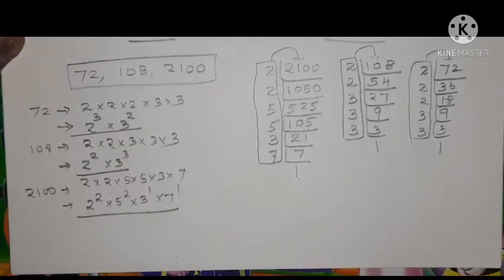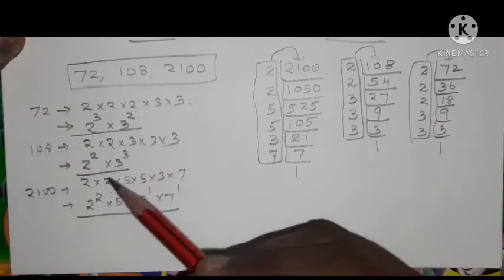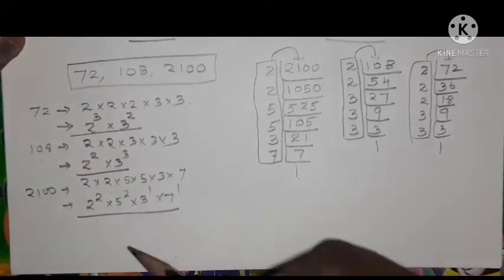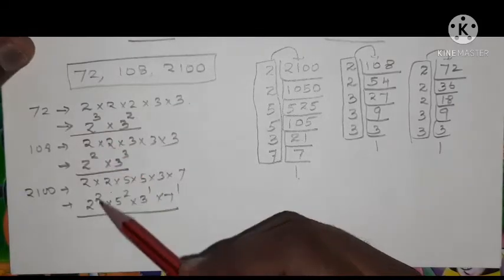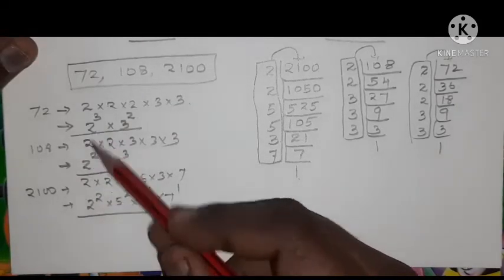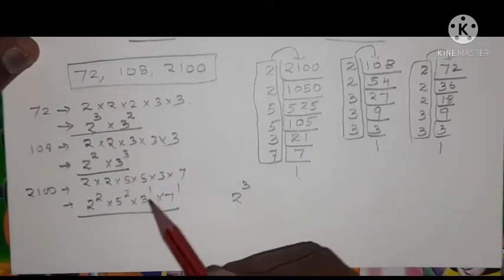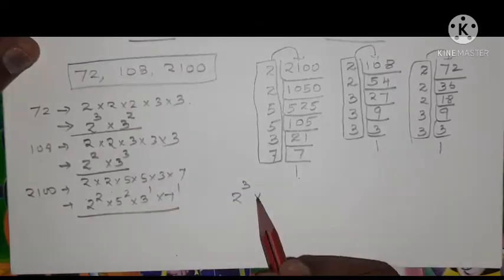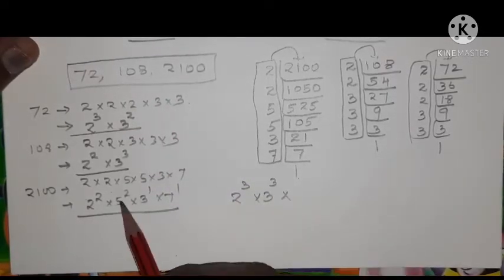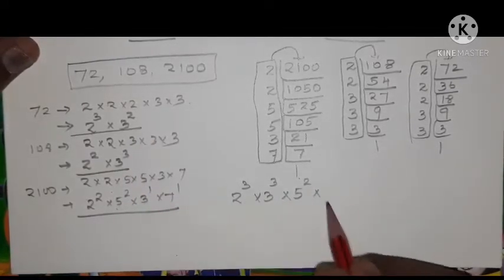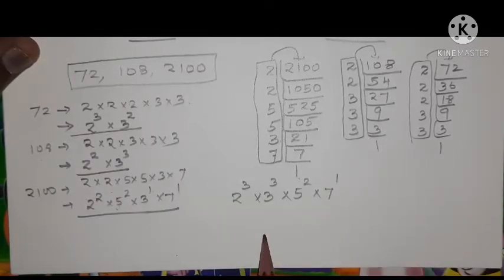Now the third step, a very important step: identify the highest powers of all factors. Don't look only at the common factors. We have to choose all the factors to their highest powers. 2 power 3 is the highest, so I have selected 2 power 3. For 3, we have 3 power 1, 3 power 3, 3 power 2, so 3 power 3 is the highest. Then 5 power 2, and 7 power 1. The third step is much important.